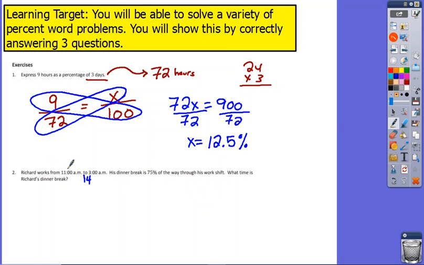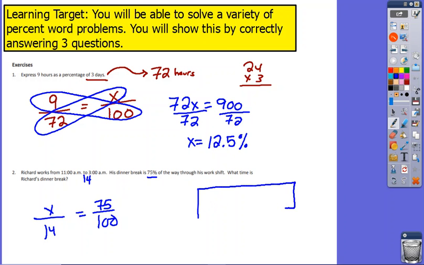What I'm thinking is it's going to take another hour to get to noon. You're going to have to go another 12 hours, up to 3 a.m. So the way I'm reading this question is he's worked 14 hours. 75% is something that we could manage pretty easily. We could do line equals line 100. I know 75% of the way through 14 hours is what?